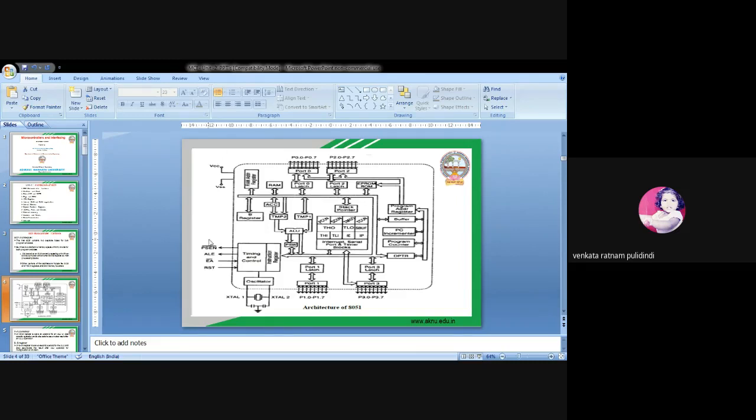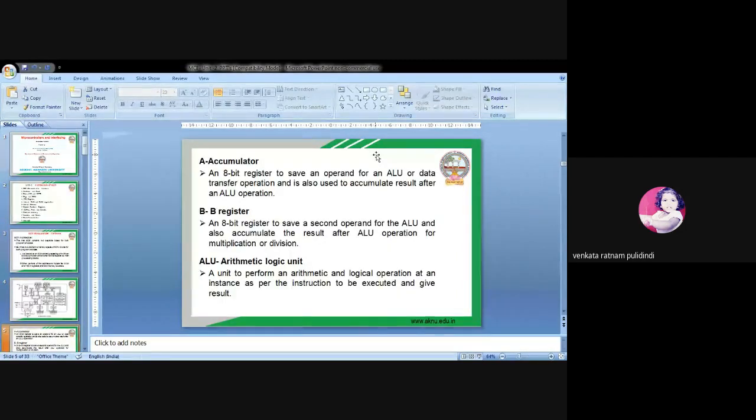The block diagram or architecture of the 8051 microcontroller is important from the examination point of view, for further studies about the microcontroller, and so we can implement embedded projects by using the microcontroller. This is very important. You must learn these things. Okay. Now we see one by one.